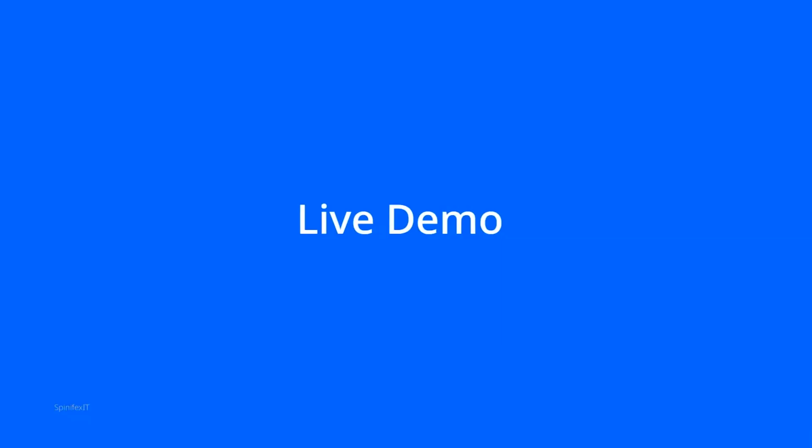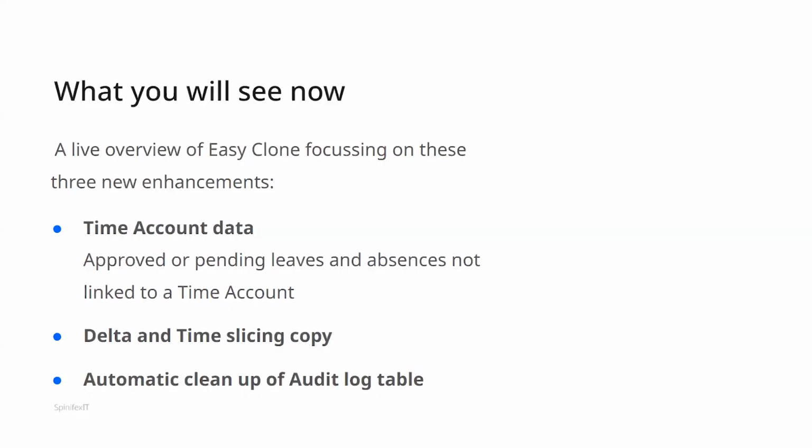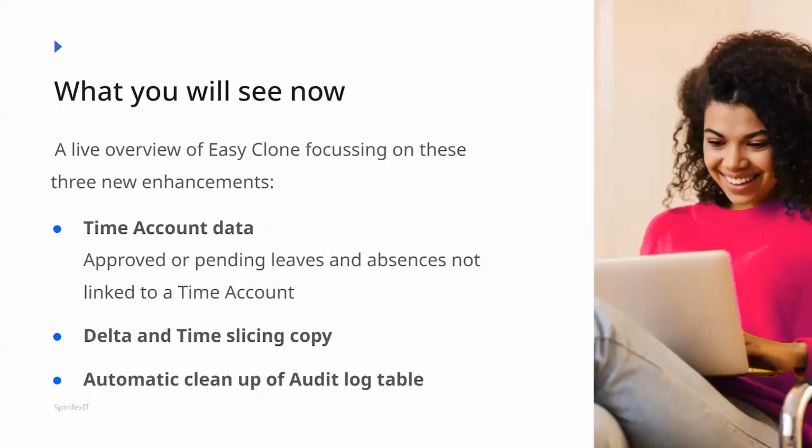So Randy's going to jump into the system and take you through. What you'll see in the demo is a live overview of Easy Clone, focusing on three of these new enhancements. We don't have time to show you all, but we've chosen three of them. You'll see one around time account data, so approved or pending leaves. You'll see one around the delta and time slicing copy or cloning, and you'll see an automatic cleanup of the audit log table. So over to you, Randy.